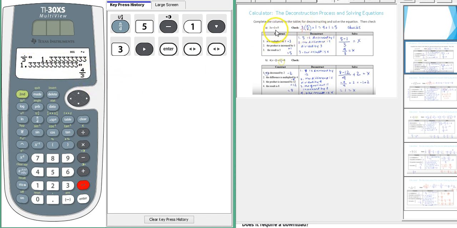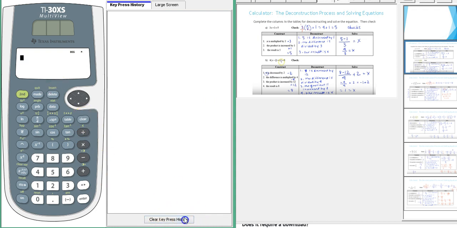Now let's use the calculator to check our work. I'm going to clear the calculator, and I'm going to clear this press history so we can start fresh. Again, you can always go back and pause the video to look at the previous one. Here we have 3x plus 1, and we want to check that when x is 4/3, that result will be 5. So I'm going to type in 3, and now when I replace x, I'm going to put it in parentheses. I want to replace x with 4/3.